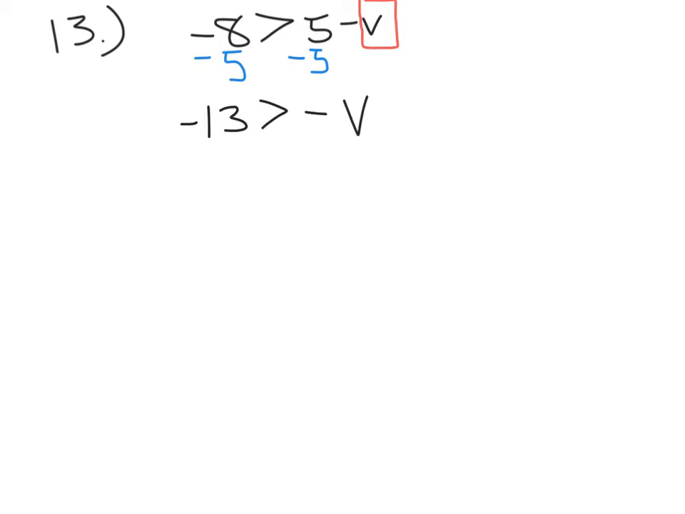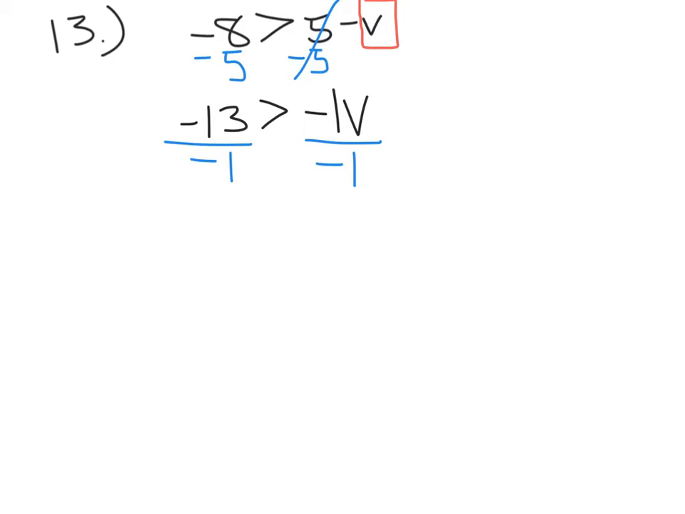Okay, so I got rid of the 5. I'm still left with the minus sign in front of the v. That's attached to the v. So really, in front of v, we have a negative 1. So to continue solving for v, I need to divide both sides by negative 1. Any time you divide an inequality by a negative or multiply an inequality by a negative, you have to change the direction of the inequality symbol.